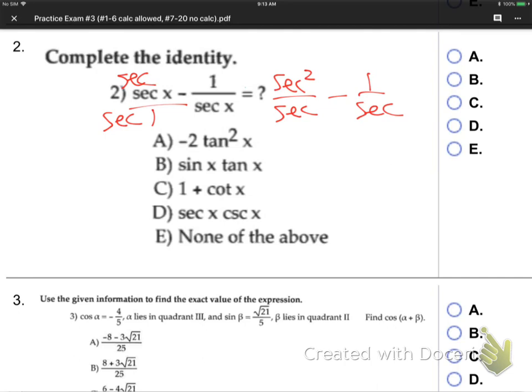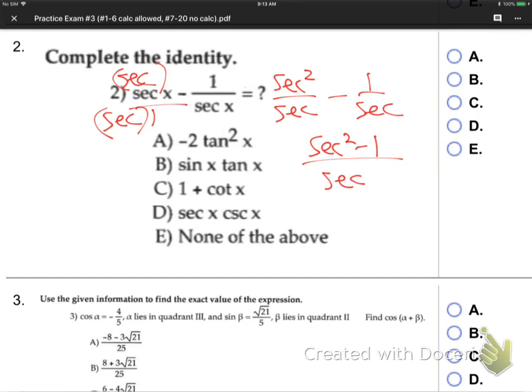Everybody seeing that? I just multiplied top and bottom by secant. And now I can combine those into one fraction. Secant squared minus 1 over secant. Now what? What's that? Yeah. So when you see that secant, you want to.